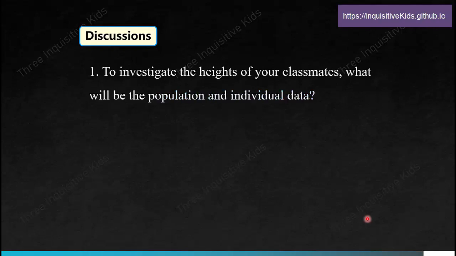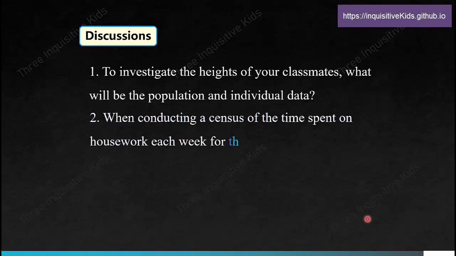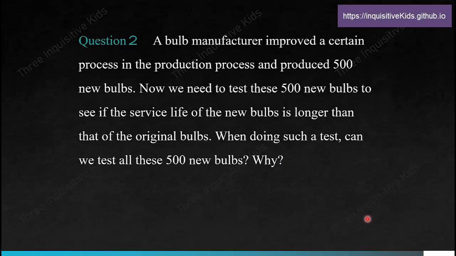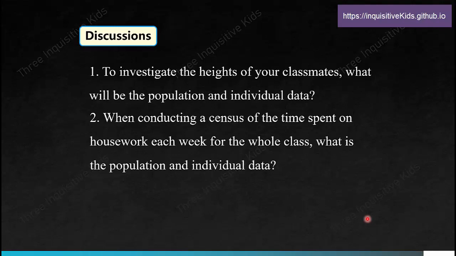1. To investigate the heights of your classmates, what would be the population and individual data? 2. When conducting a census of the time spent on housework each week for the whole class, what is the population and individual data? So if you were going to investigate the heights of all your classmates, what would be the population data and the data for each individual? How would you graph that? How would you analyze that? How would you receive that? And how would you work with that?